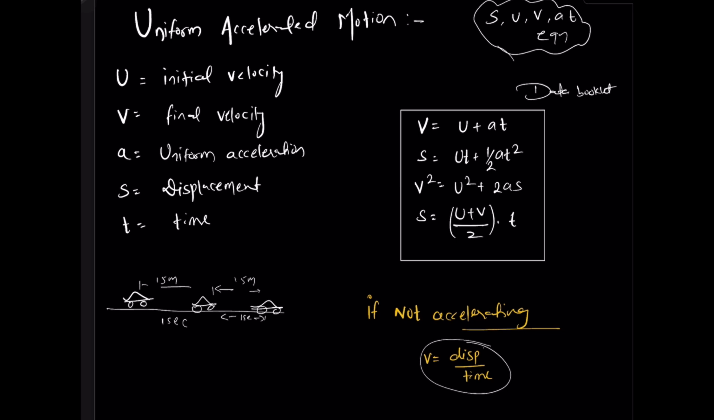In these kinematics equations, u is the initial velocity, measured in meters per second, v is the final velocity, again measured in meters per second, a is the uniform acceleration, which is the rate of change in velocity, measured in meters per second squared, s is the displacement, measured in meters, and t is time, whose SI unit is seconds. These four equations are given in the data booklet. We use them whenever there is a uniform acceleration.